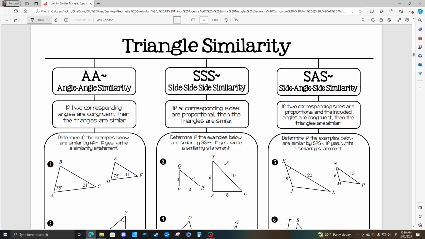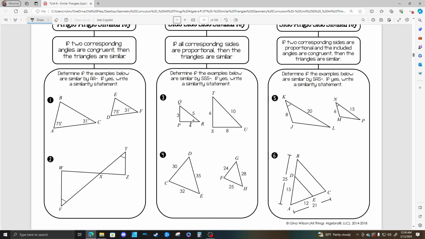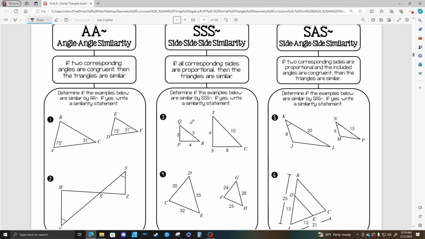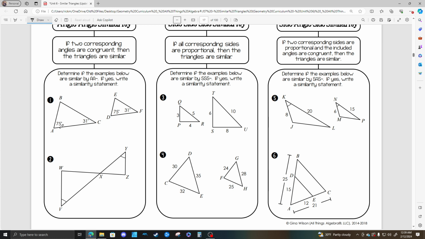This is going to be a useful cheat sheet for you. So let's go ahead and go over number one first. Angle-angle similarity is if two corresponding angles are congruent, then we know that the triangles are similar. If we look at number one, it's really just straightforward. We have 75 right here, and that corresponds with this 75 over here.